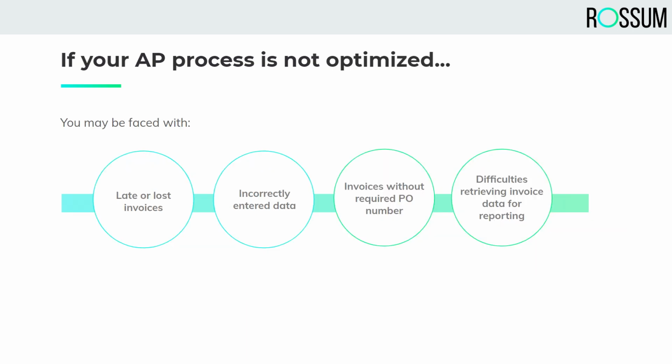Okay, so what happens if your AP process is not optimized? Here are some of the issues you may be faced with. Late or lost invoices. This means you could miss out on early payment discounts or face fees and penalties. Also, incorrectly entered data, invoices without the required PO number, and difficulties retrieving invoice data for reporting. There's also a potential for time wastage and errors throughout the entire AP process. So if you're faced with these issues, it can take several days for one or more employees to resolve them. It can also hinder other employees, other departments, and even end customers.